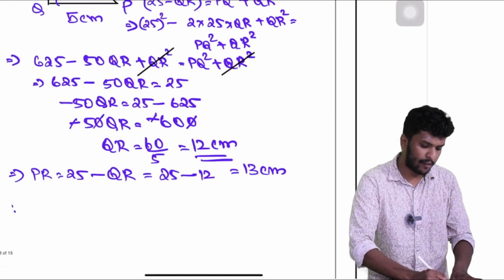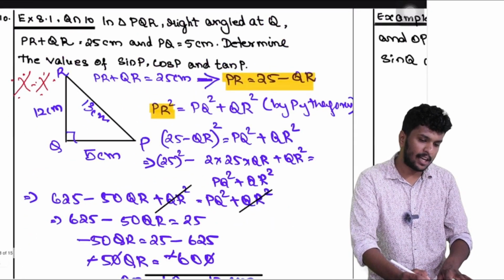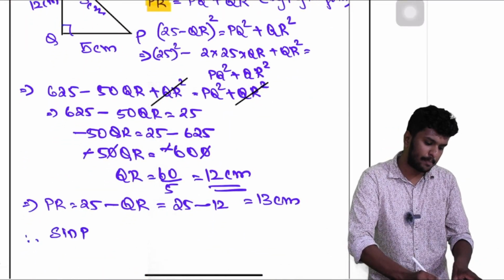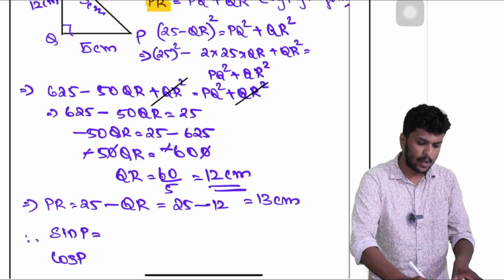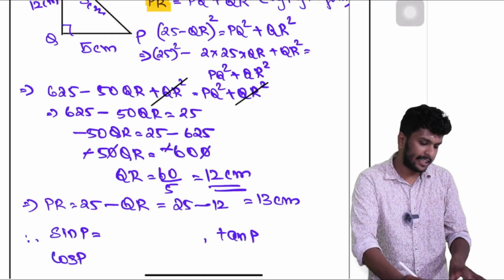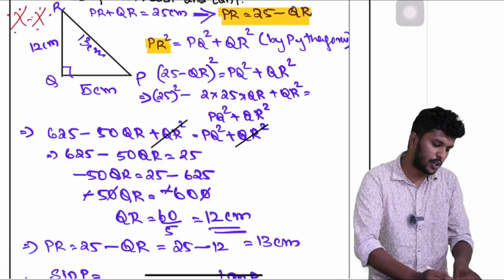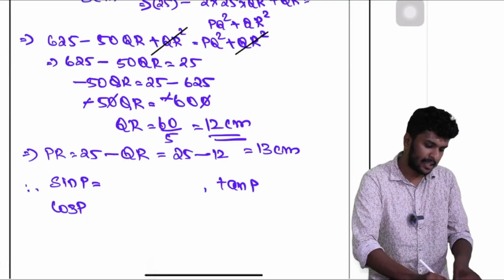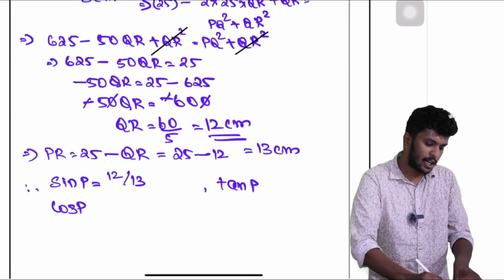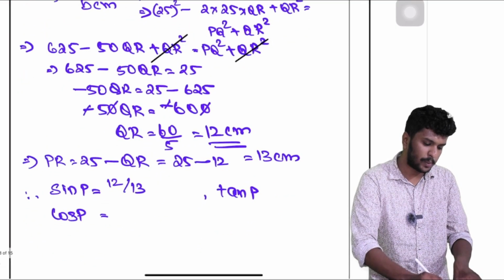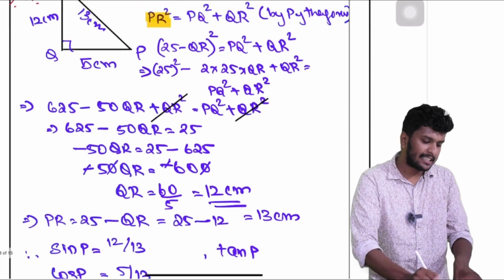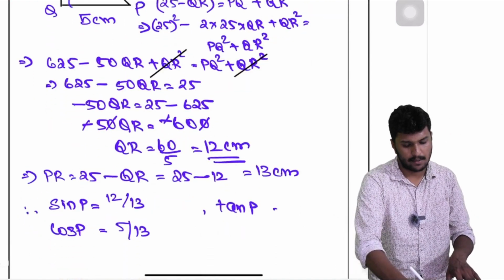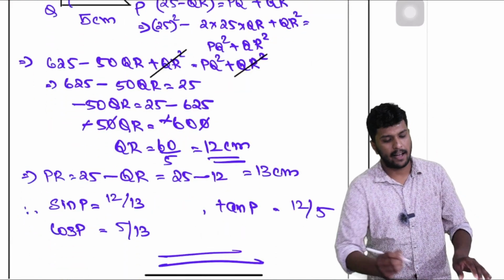Now you are asked to find sin P, cos P and tan P, right? So what is the sin P value, cos P value and tan P value? Isn't it easy? Sin P is opposite by hypotenuse, which is 12 by 13. Cos P is adjacent by hypotenuse, which is 5 by 13. Tan P is opposite by adjacent, that is 12 by 5. This is how you find this answer.